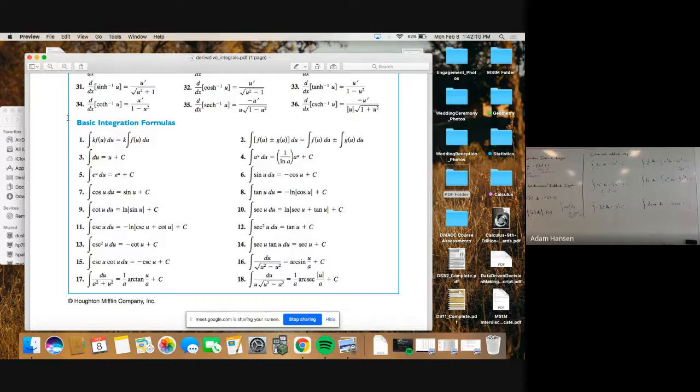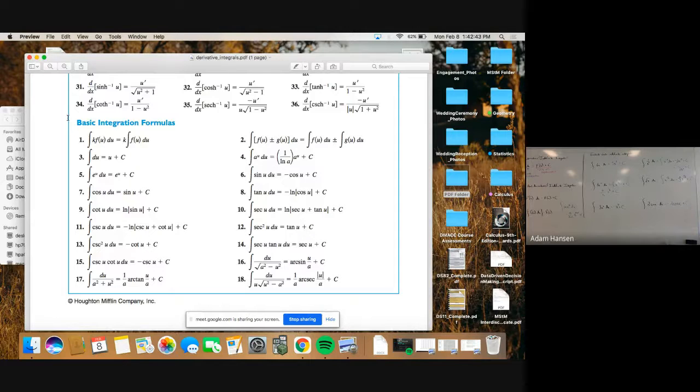Number 3, we've done this one here. The integral of du equals u plus c. What do I have to take the derivative of so that it just gets me back down to 1? What function has a derivative of 1? X, or in this case, it's in terms of u, right? So the derivative of x is 1. So the antiderivative of 1 would be x.